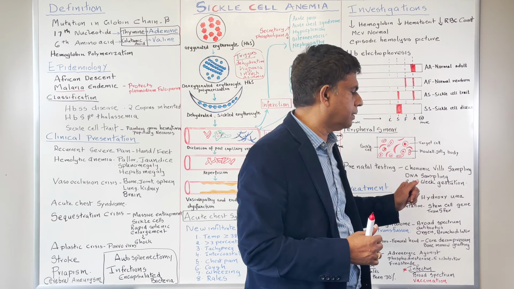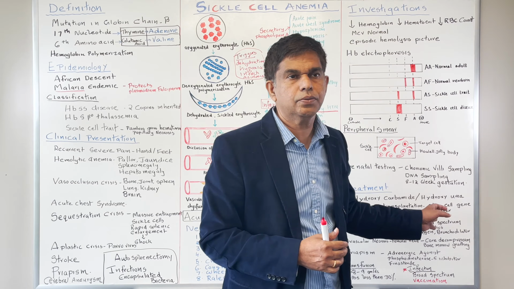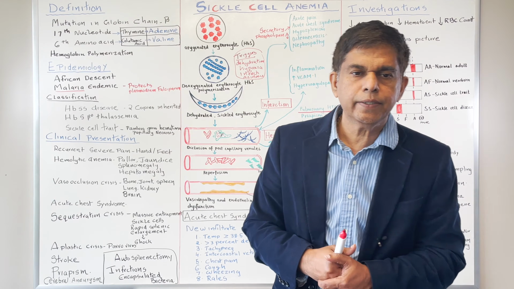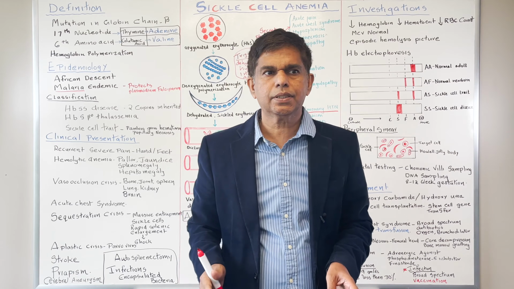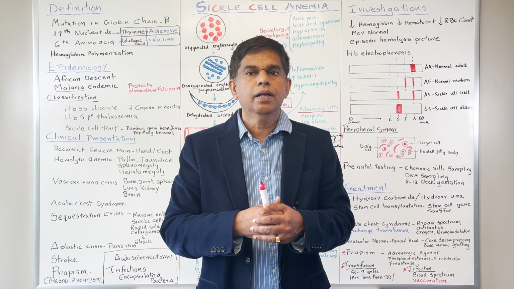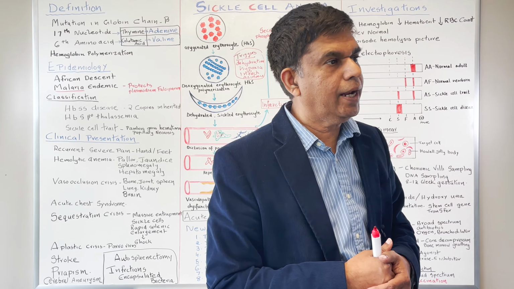Now, how do you treat it? There are some treatments available: hydroxycarbamide or hydroxyurea. What does it do? It increases the HbF production in the body. So usually acute chest syndrome is much less in these people. Stroke is less, pulmonary complications are less. So it's a good idea to start prophylactic treatment.